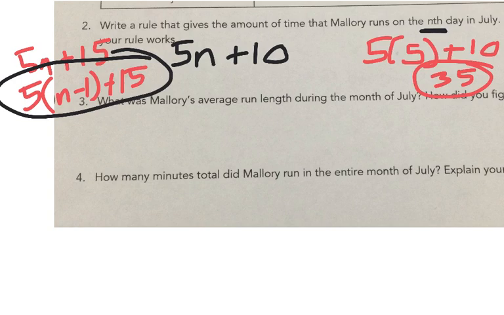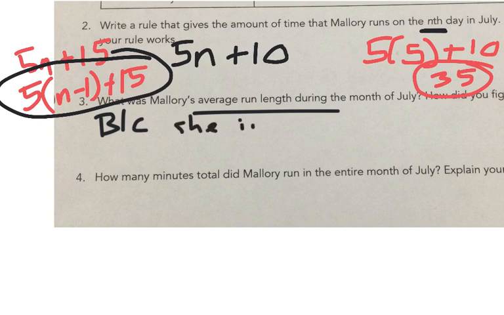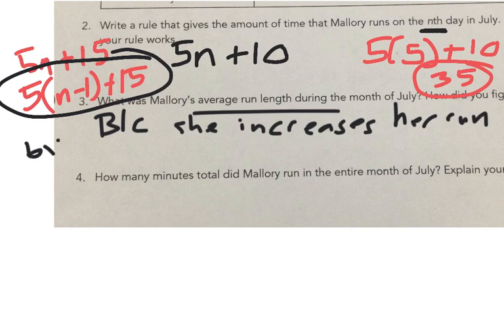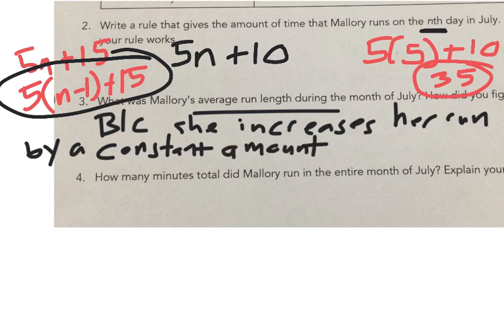Now, why can we do it this way? Yes, 100%. That's exactly why you can do this. So here's going to be my explanation. Because she increases her run by a constant amount. So what I'm talking about is a constant rate of change, right? Which means it is linear.